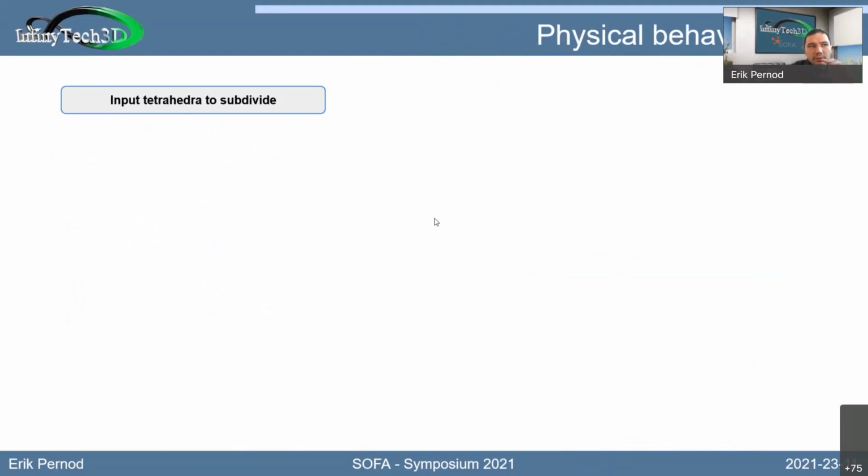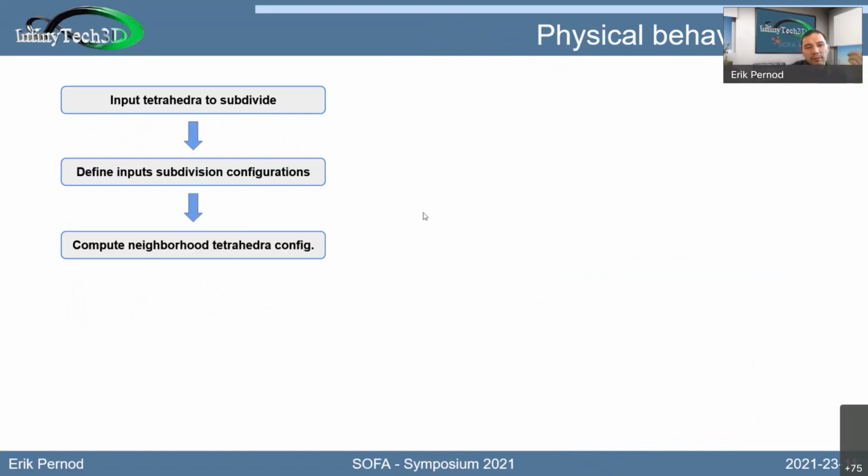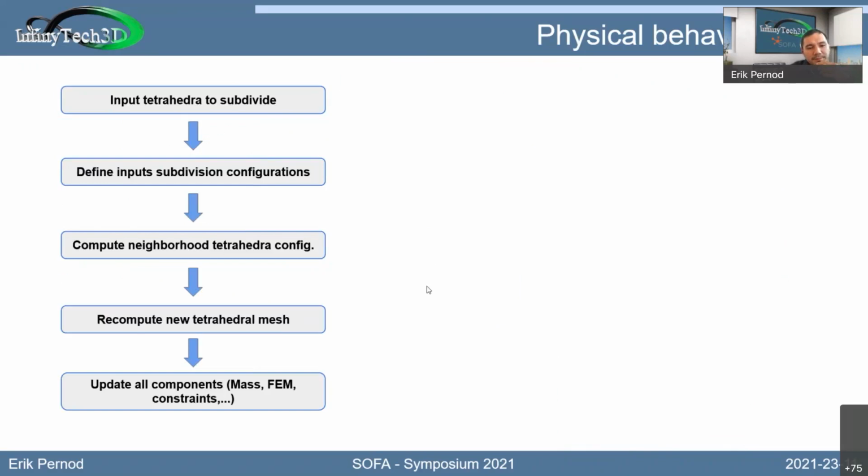And the idea is to be able to support the mechanical behavior. So first, you have the tetrahedra to subdivide. Then you define the type of configuration it belongs to. Then you need to also update the neighborhood to be sure that the mesh stays fine. And then you create the new tetrahedral mesh, and then you need to update all the components.